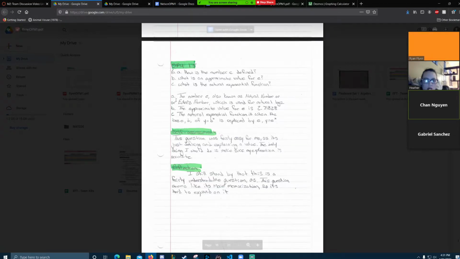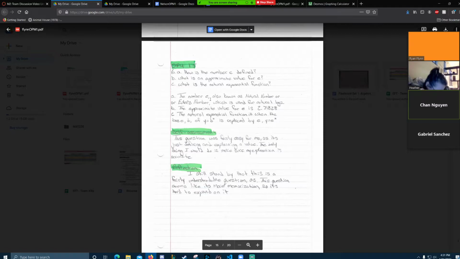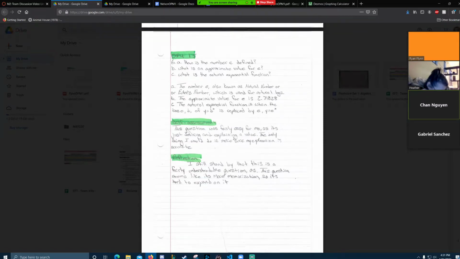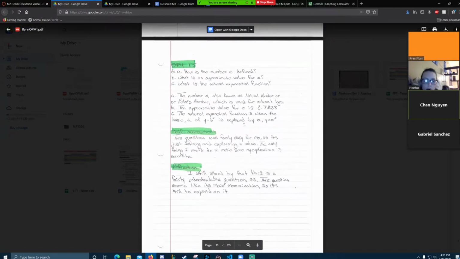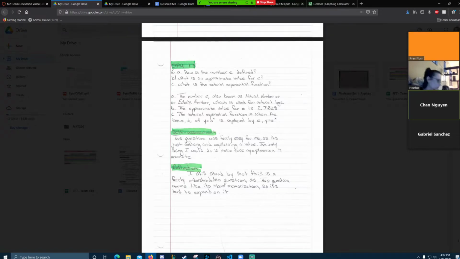Number e, natural number, Euler's number, approximate value 2.71828, and then y equals b to the x, or e to the x. I don't know why I wrote b. That should be replaced by e, so y equals e to the x. There we are. I don't think there were any issues with this. Pretty much just stating it. I know we all kind of did that. But any questions or anything else with this one?